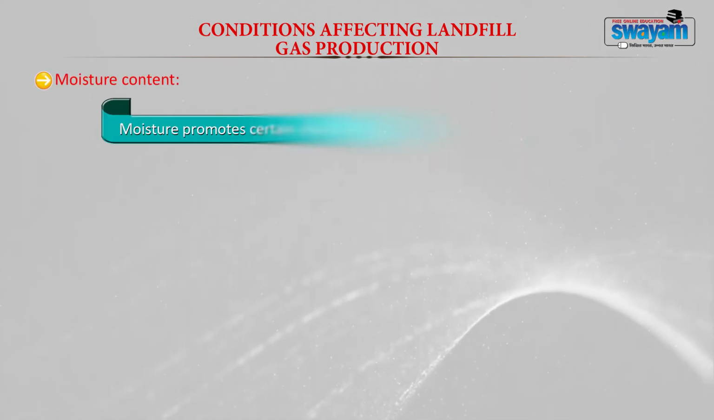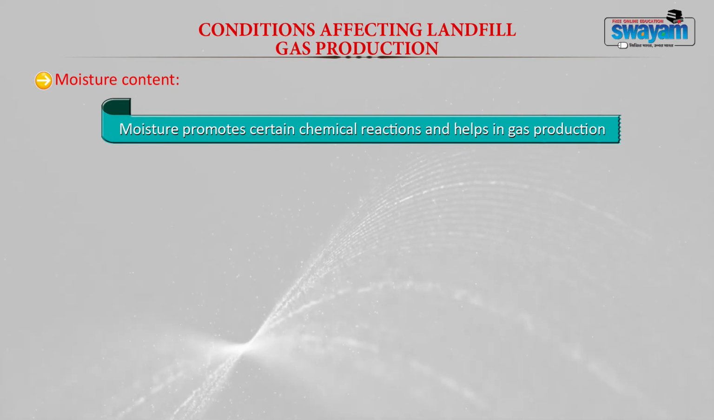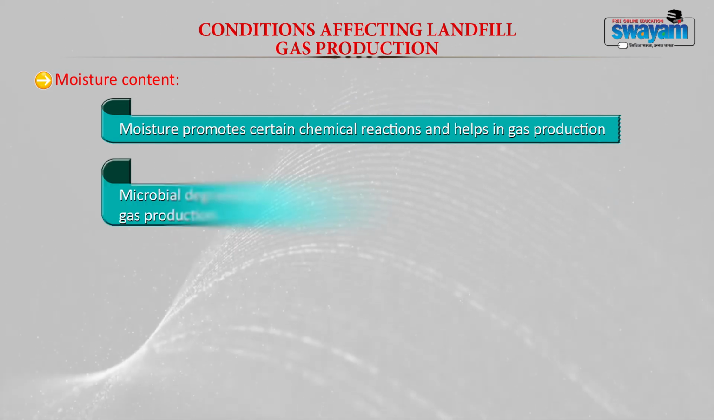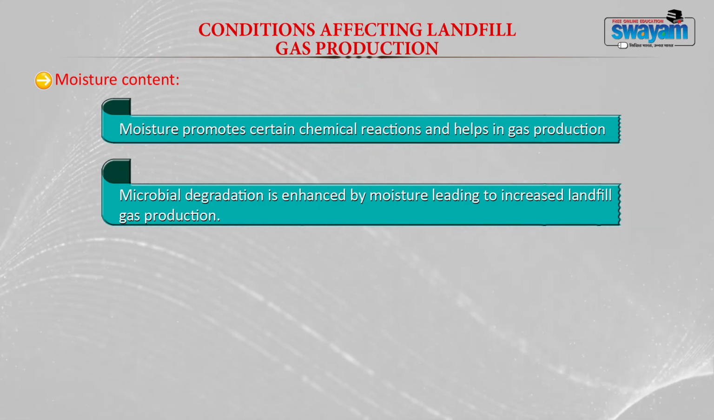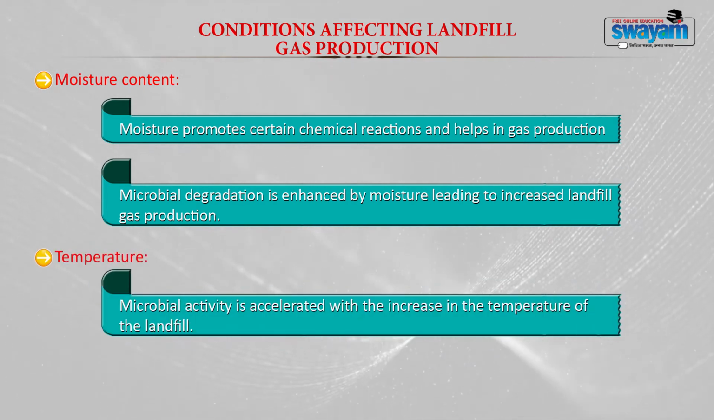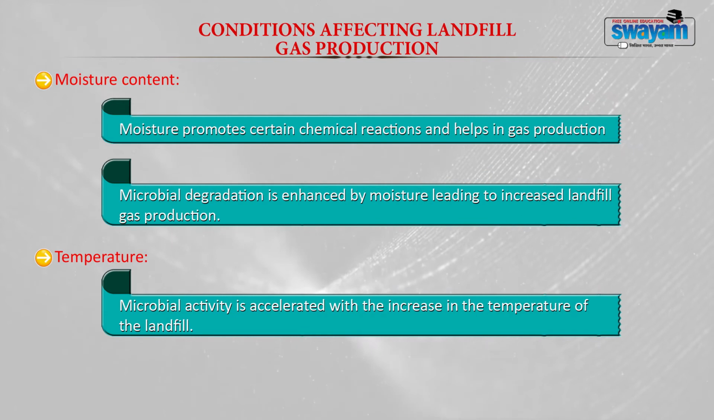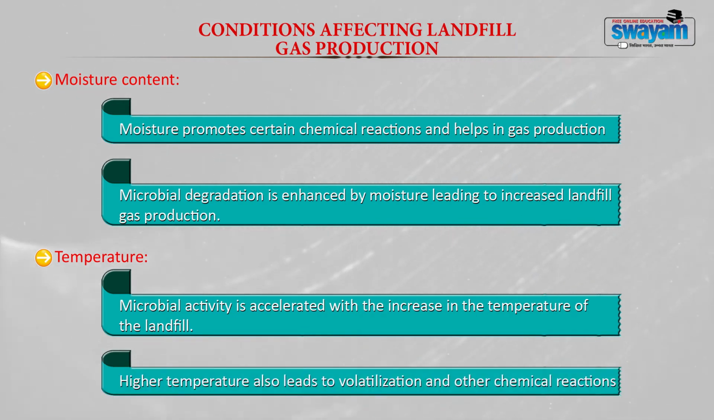The next factor that influences your gas composition is moisture content. Moisture content generally promotes certain chemical reactions and facilitates more gas production. Microbial degradation is also enhanced by moisture, which generally leads to increased gas production. Temperature is another factor which accelerates microbial activity and results in an increased amount of gas generation. Higher temperature will also lead to processes like volatilization and other chemical reactions.